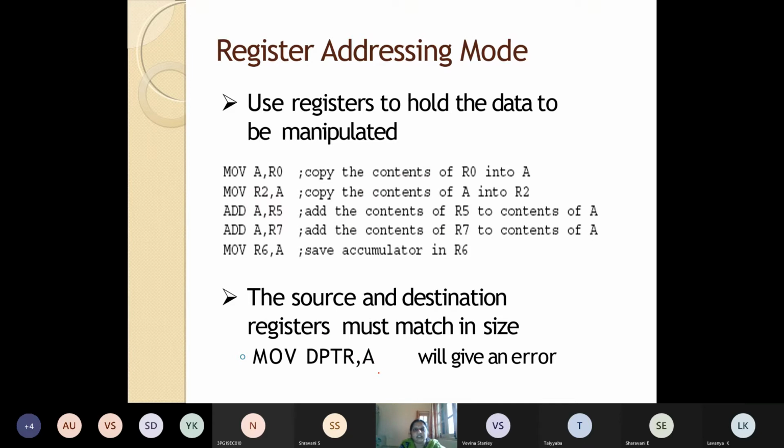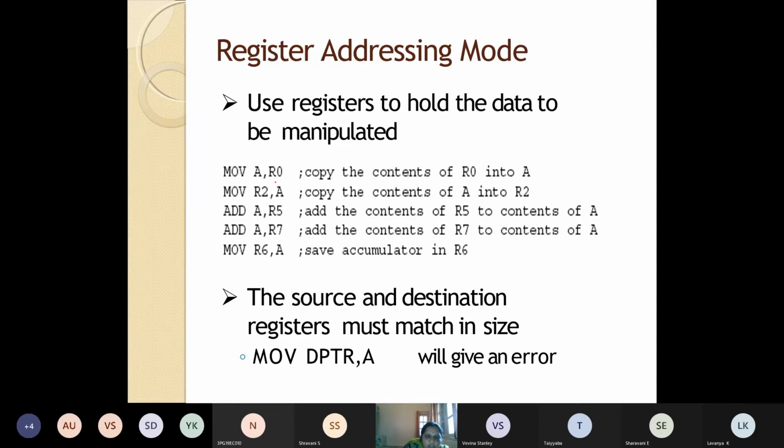Going to the next one, the register addressing mode. In the register addressing mode, registers are used to hold the data. We use the register to hold the data so that the data can be manipulated. The data is in the register, and we use the register name in the instructions. That is the register addressing mode.